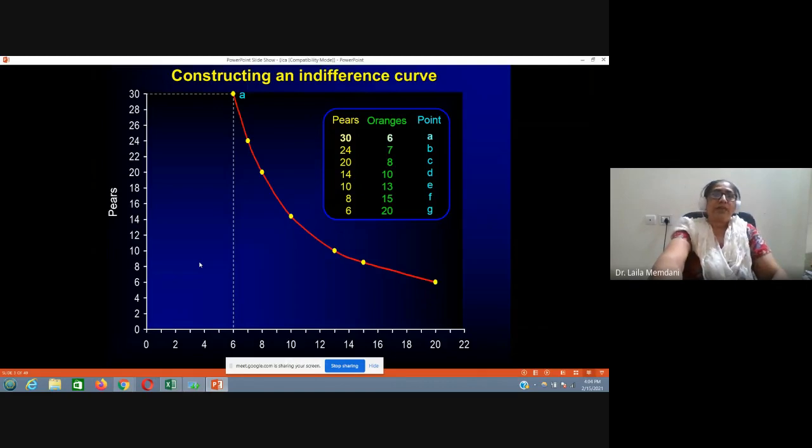Now, why is he ready to sacrifice 6 pears for one orange? Because oranges are fewer with him and pears are more, and therefore the utility of a pear is less. Now, if we want to increase one more orange, he is ready to sacrifice only 4 pears, and this goes on. And if we plot all these points on graph paper, we get an indifference curve. The table is nothing but an indifference schedule.